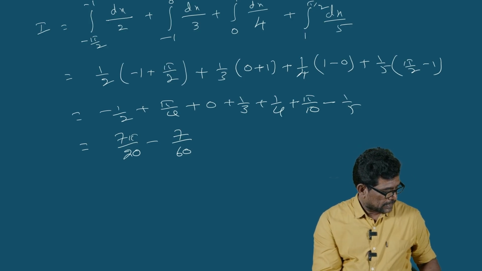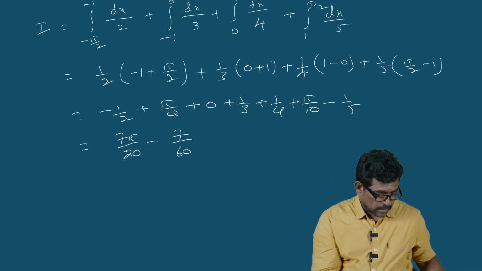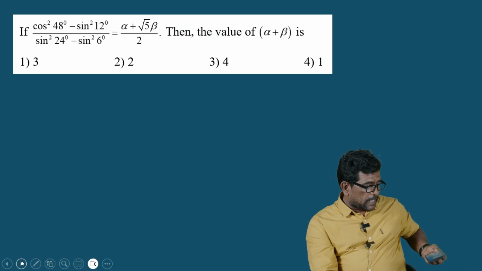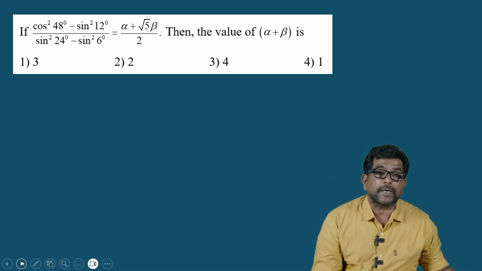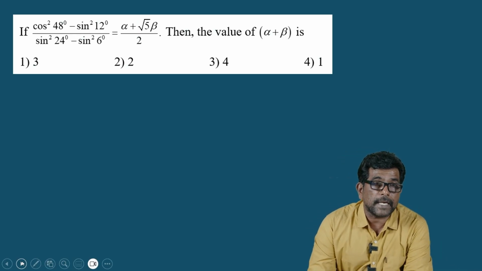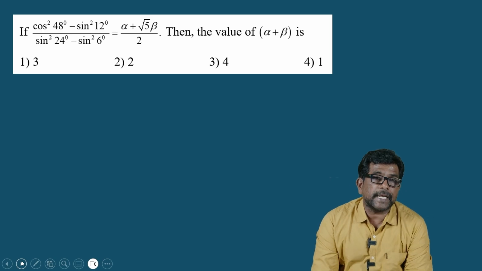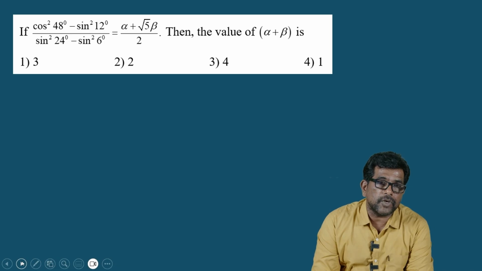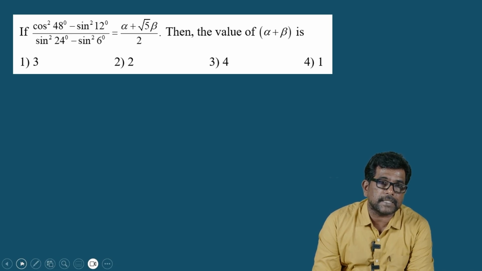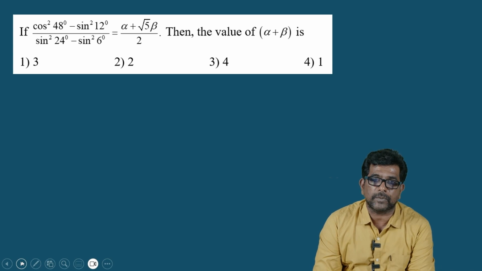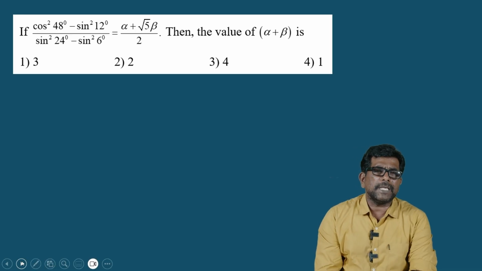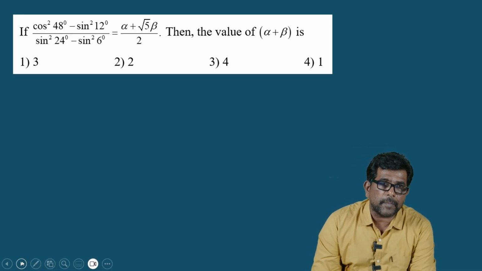Next question, if you are observing, is related to trigonometry. Directly trigonometry. If cos square 48 degrees minus sin square 12 degrees upon sin square 24 degrees minus sin square 6 degrees is equal to alpha plus root 5 beta upon 2, then they are asking the value of alpha plus beta. The problem is a direct application of the trigonometric standard formula.